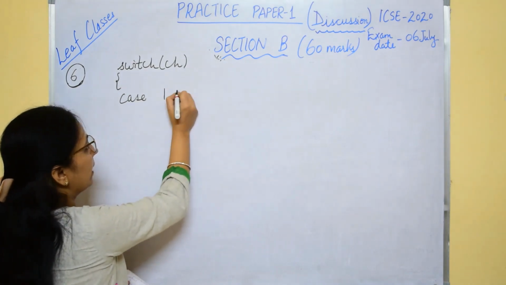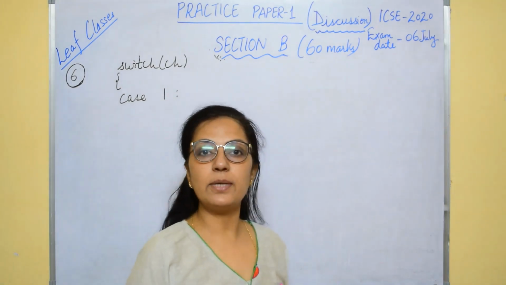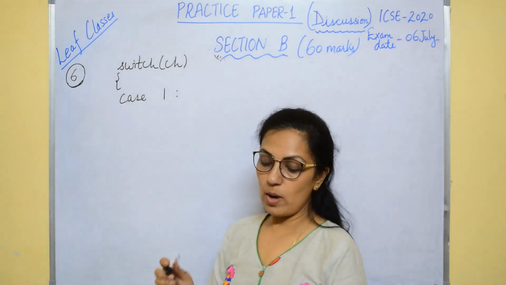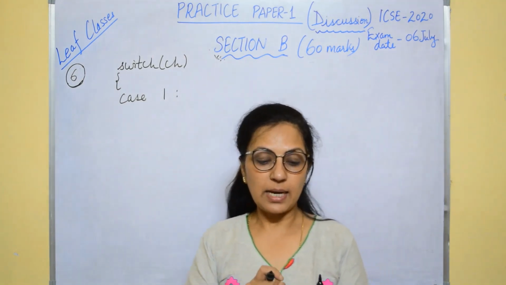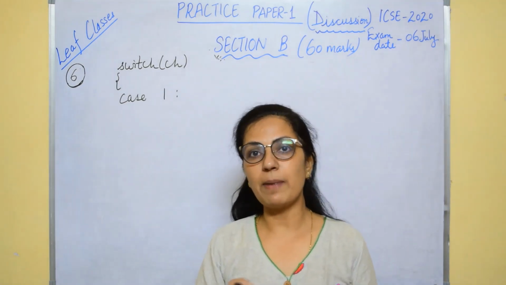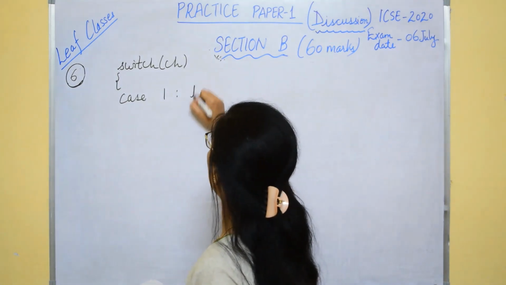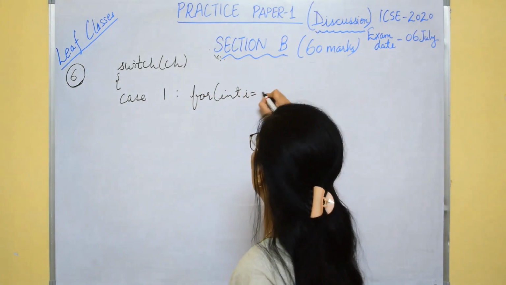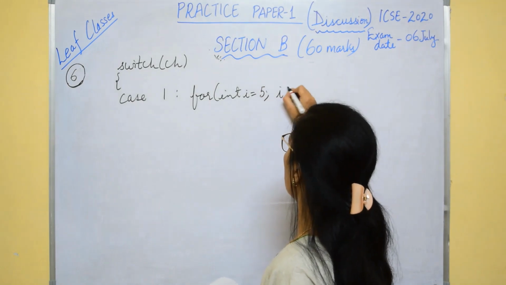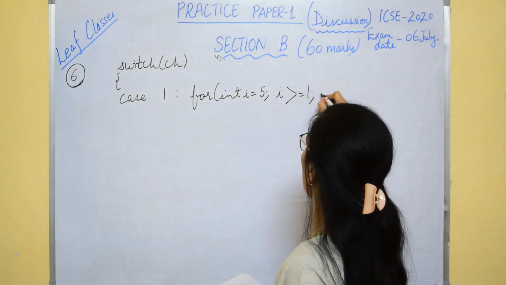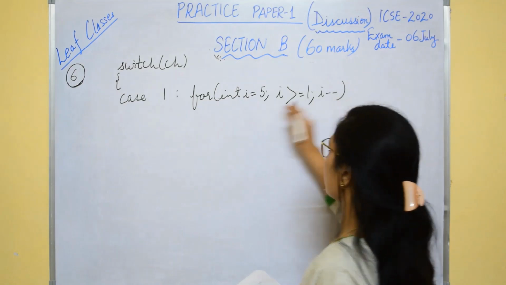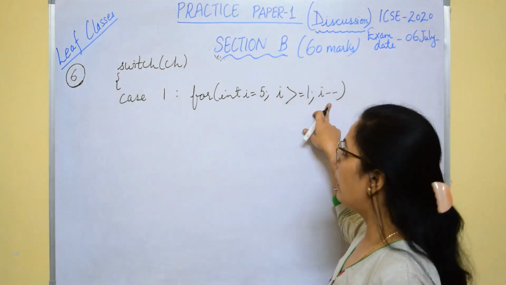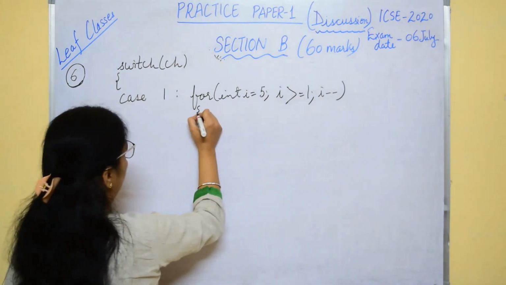Now case 1, if the user has opted for the first choice and the value of ch is 1, you have to write the statements to display the first pattern of the question. For that, you can write for int i equals 5, i greater than equals 1, i minus minus. How do we go from 5 to 1? By decrementing, 5, 4, 3, 2, 1. So here it is minus.